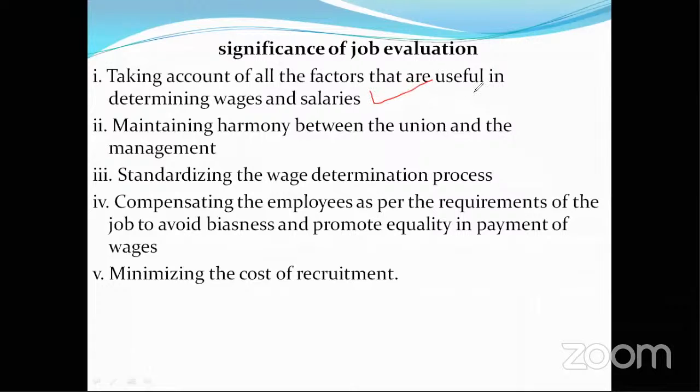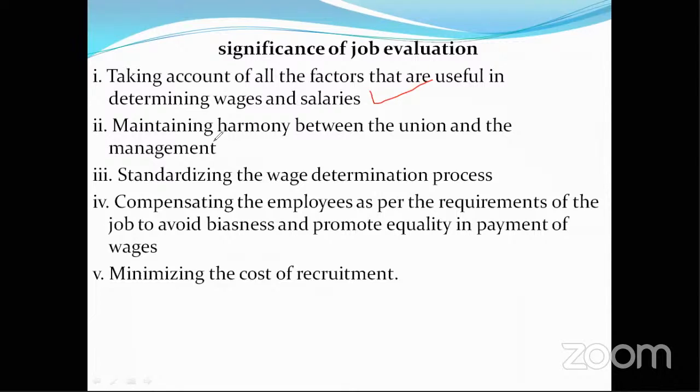What are the qualifications? What are the tools? What are the techniques? What is the grading given after job description, after job analysis, after job specification? This will be done. So, taking into account all these factors that are useful in determining wages and salaries.